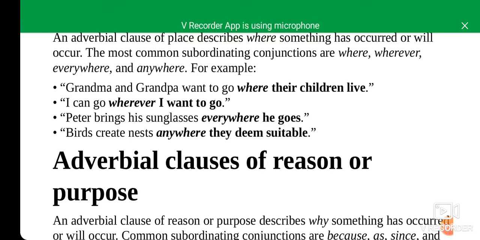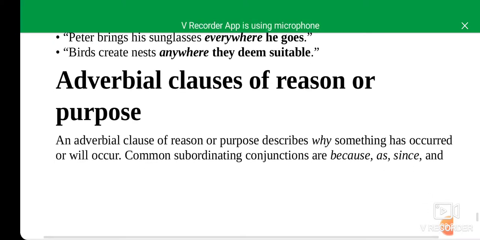Peter brings his sunglasses everywhere he goes. "Everywhere" shows the place. So "everywhere he goes" is the adverbial clause of place. Birds create nests anywhere they deem suitable. "Anywhere" shows place, so it's an adverbial clause of place.